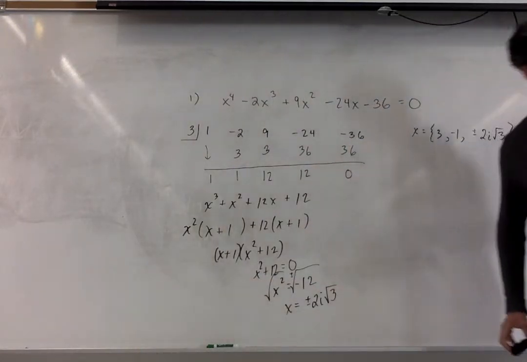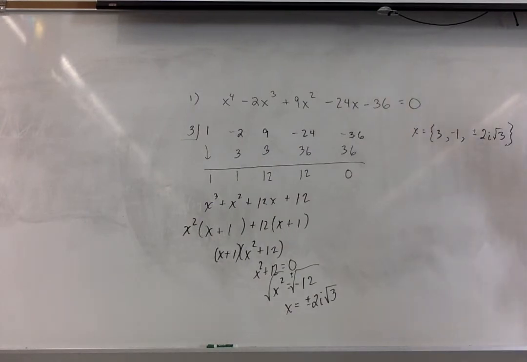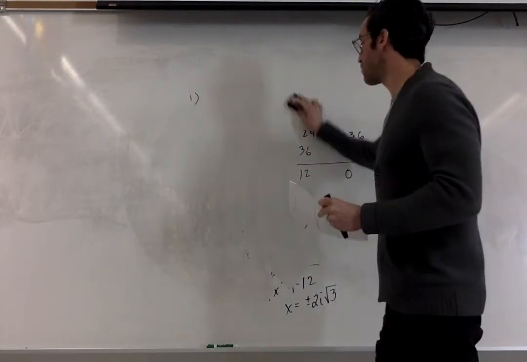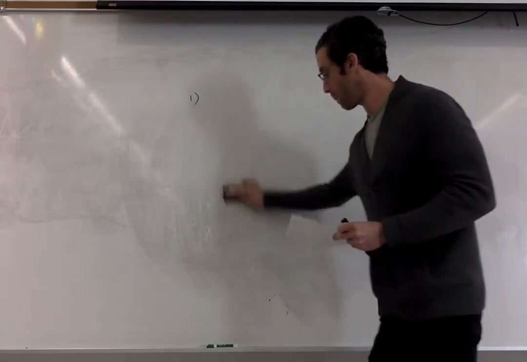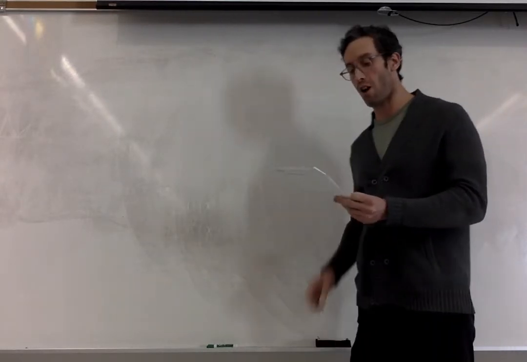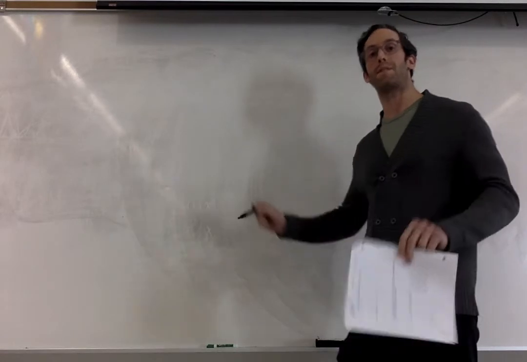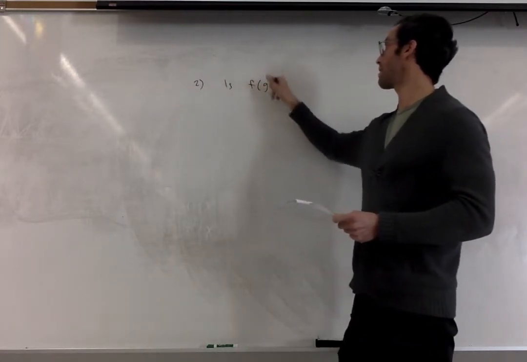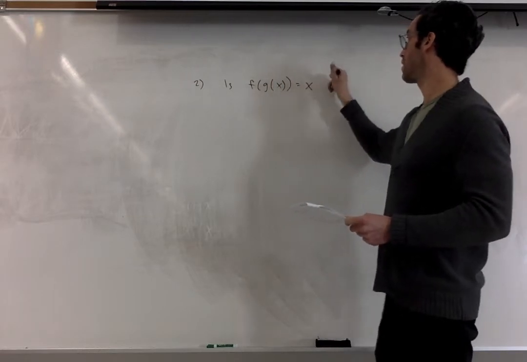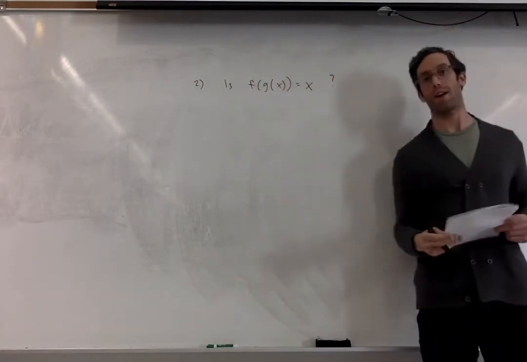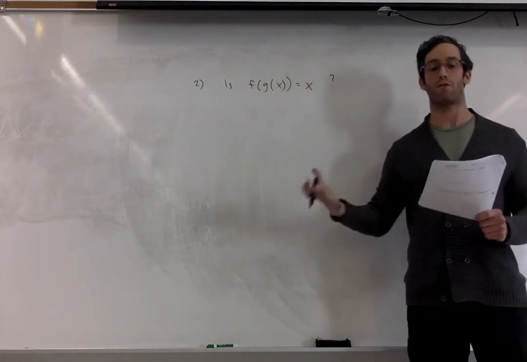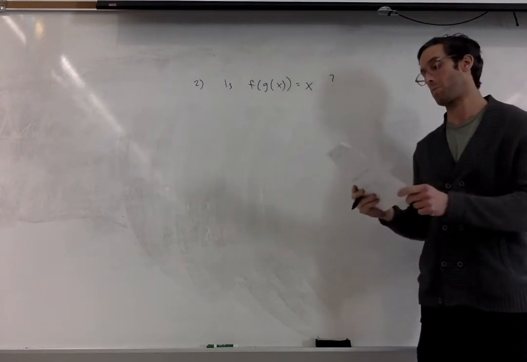I wanted to make sure I reviewed that for you guys in this video. All right, number 2. Number 2 is just asking you whether or not those 2 functions are inverses. The way you determine if 2 functions are inverses is you use composition. You want to ask yourself, is f of g of x equal to x? Or you can do g of f of x. If this is true, then the functions are inverses. If it's not true, then they're not inverses. So that's what's expected of you.